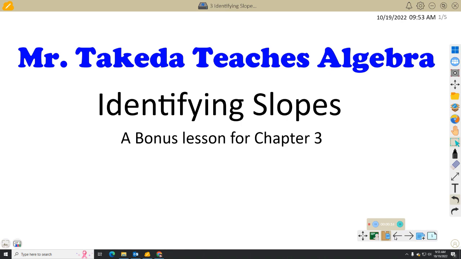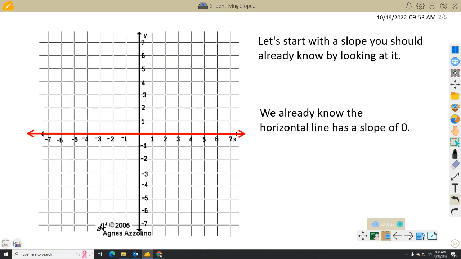This is something that I think kids should be able to do very readily. It's not really taught explicitly like this, but I'm going to try. Let's get started, shall we? Okay, so let's start with a slope you should already know by looking at it.